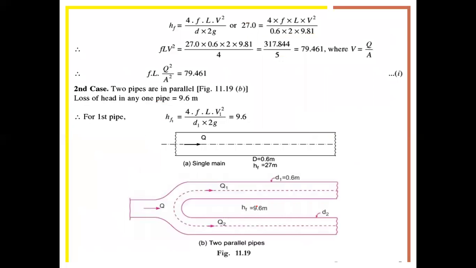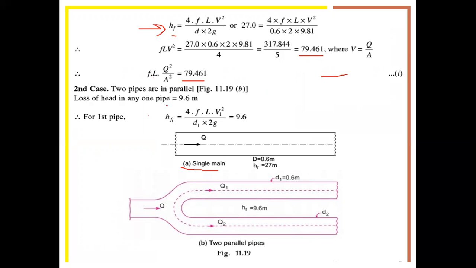Now taking the first case, for the single main pipe, we are not taking the head. Now in the first case, take the formula: head loss hf is equal to 4 into F into L into V square by D into 2G. Put the hf value: 27 is equal to 4 into F into L into V square by D into 2 into G. Since we do not know these, bring them to one side. Solving the known values, you get 79.461. Now we know V is equal to Q by A. Therefore F L into Q square by A square is equal to 79.461. We take this as equation 1.